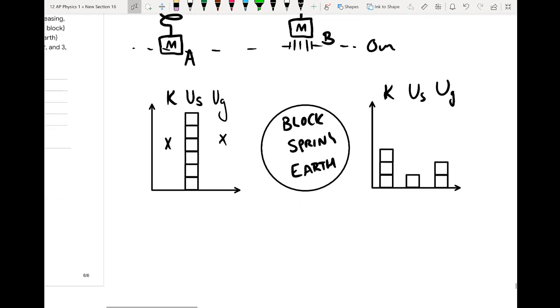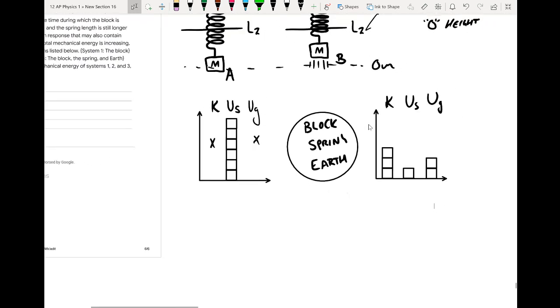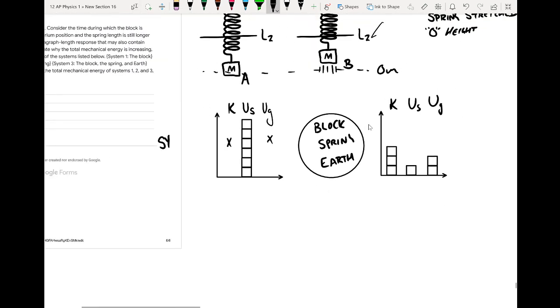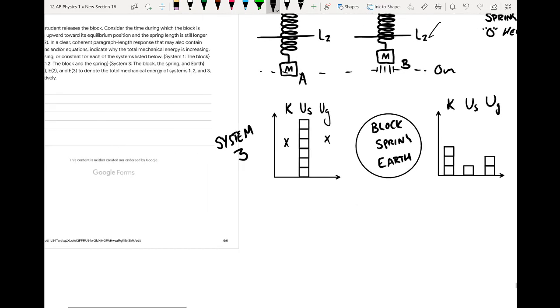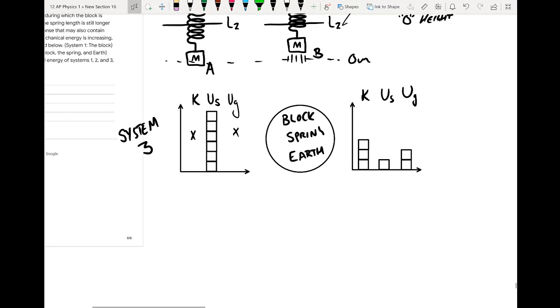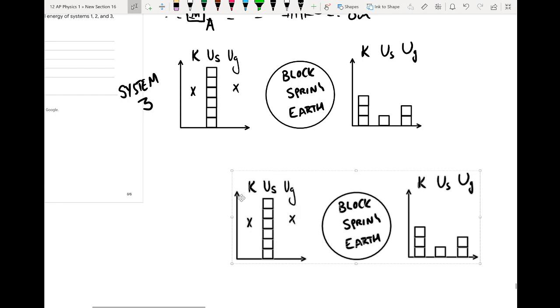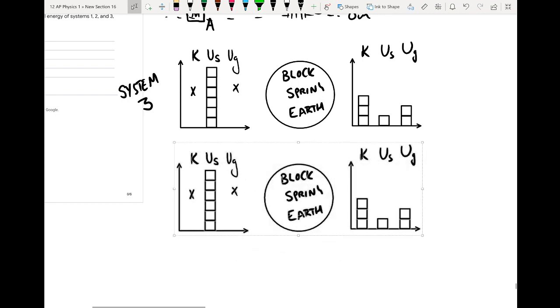So yeah, now what we want to do is break it down into the systems that we're looking at. So this was for system 3. We could write about system 3 if we wanted to, but let's hold off until the end a little bit. So the first system, system 1, is for a situation where the only thing in our system is the block. So let's just look at it for the block.